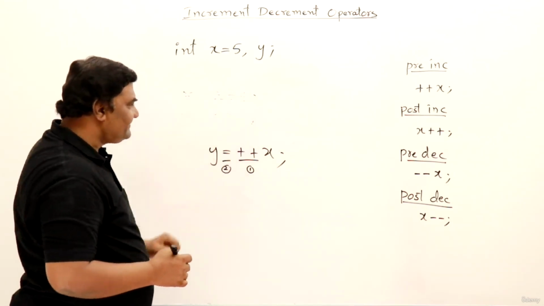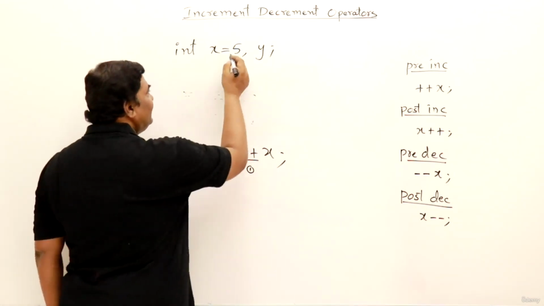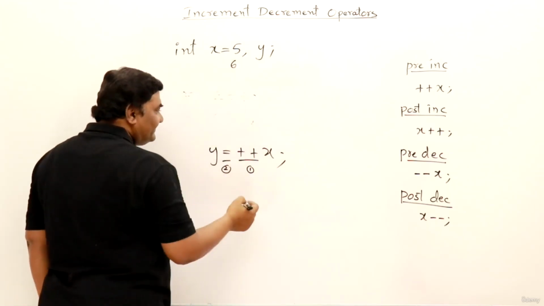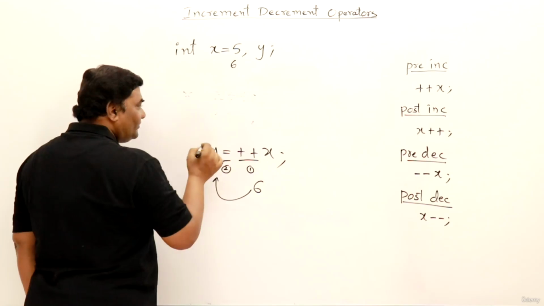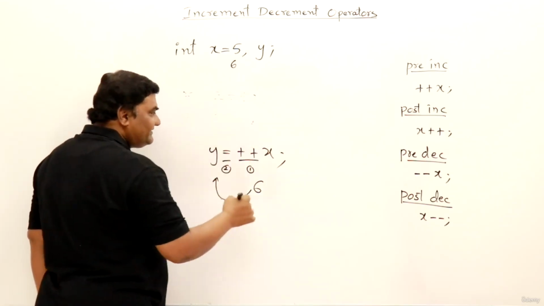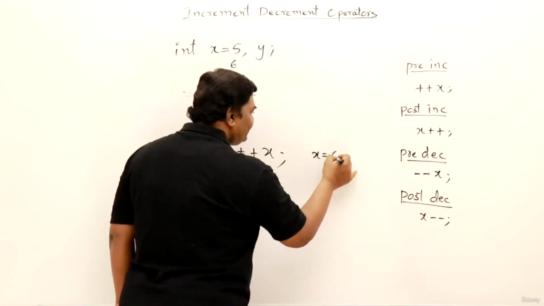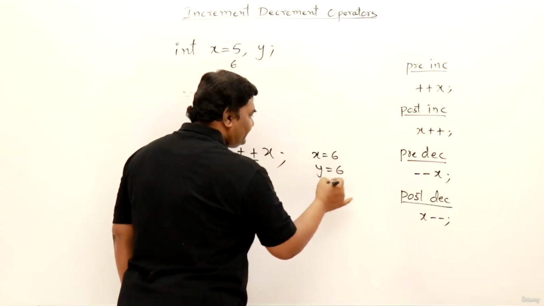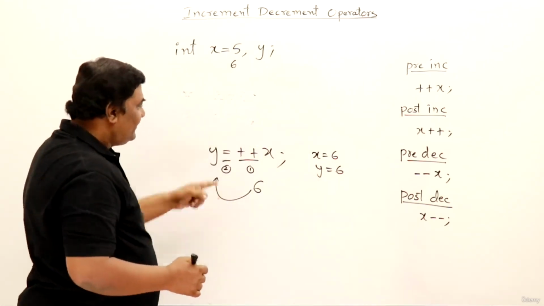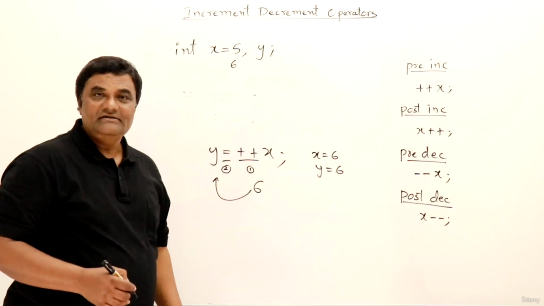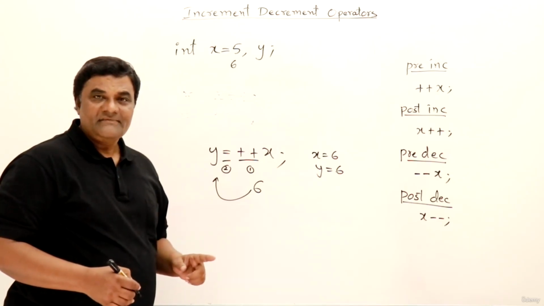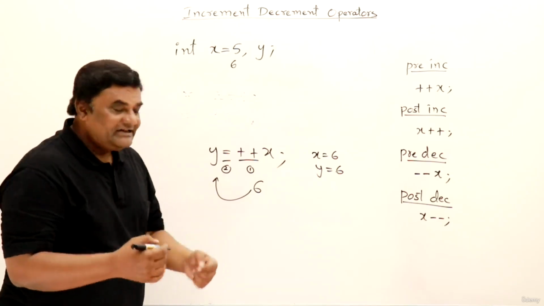So first increment is done. Increment is done means this x becomes 6. So this becomes 6, and 6 is stored in y. So after this, if you print the result, then x is also 6 and y is also 6. So this means first increment the value, then assign it to y. This is the meaning.